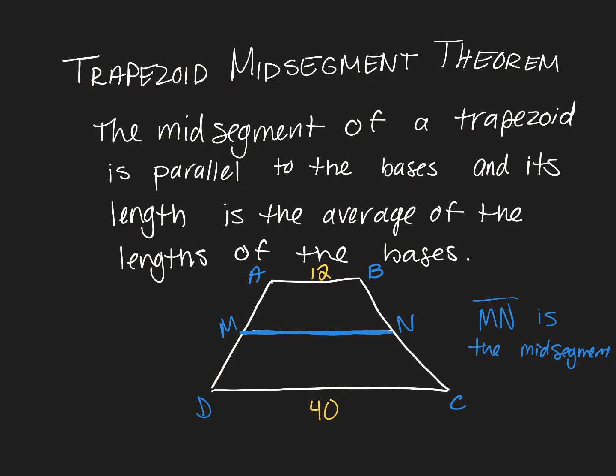Right, so to find the length of the mid-segment, we add the two numbers up and divide by 2. That's finding the average. So you do 40 plus 12 divided by 2. So that is 52 over 2, which is 26. It's pretty easy. Yep, so that part's not too bad.